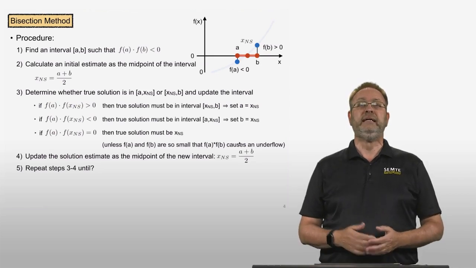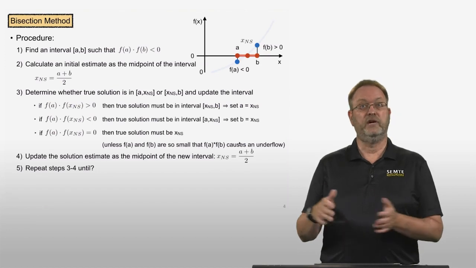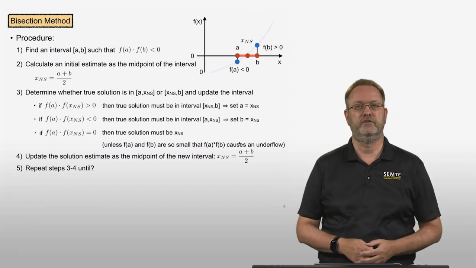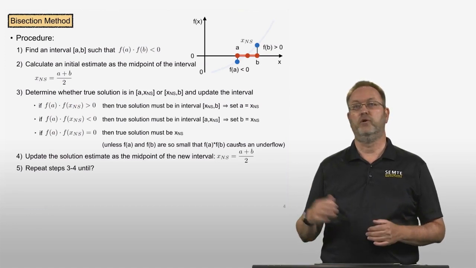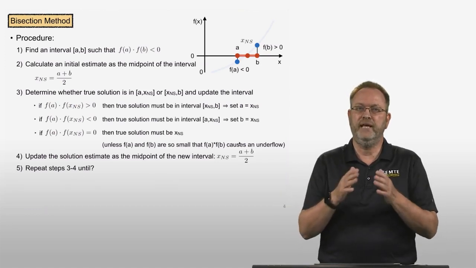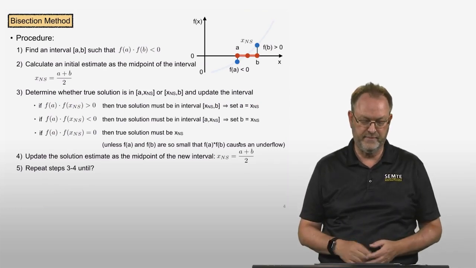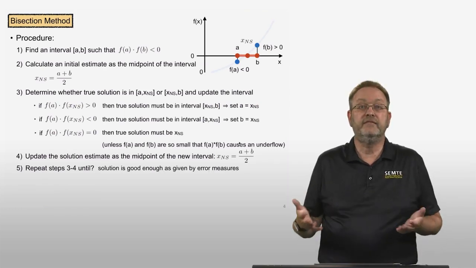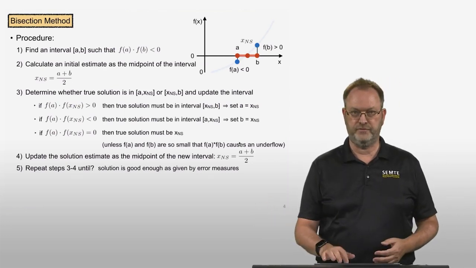We would decide whether the root would be in the left half of this new subinterval or in the right half of the new interval, and then accordingly adjust either the left bound a or the right bound b to zoom in onto our root. How long do we repeat these steps 3 and 4? Until the solution is good enough, as given by some error measures.